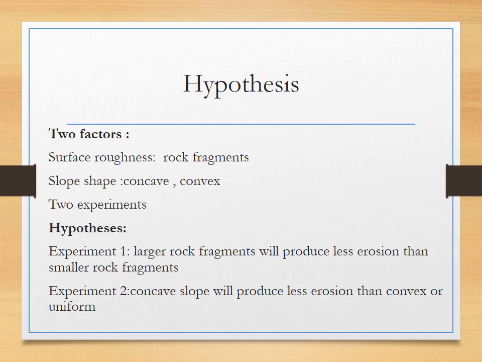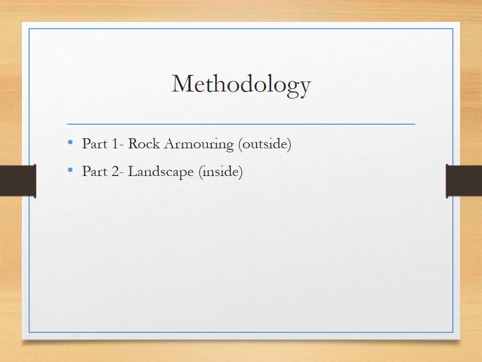Our hypothesis for Experiment 1 is that larger rock fragments will produce less erosion, and secondly that a concave slope will have the lowest level of erosion compared to either a convex or uniform slope. There were two different experiments split into two parts, rock armouring and landscape.